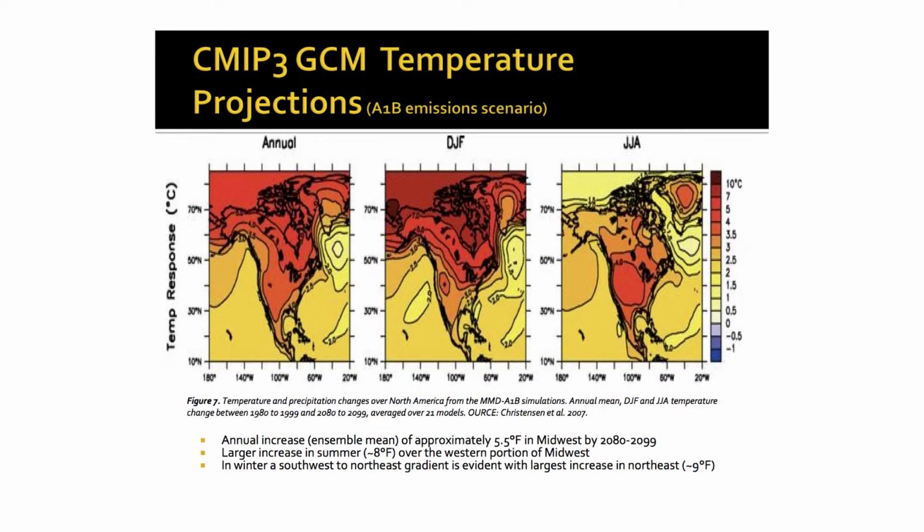And if you focus here on the Midwestern area, one of the things you see, annual, winter, and summer, is the annual increase is about 5.5 degrees by the end of the century, with a larger increase in summer, especially over the western part of the Midwest. And in winter, there's a fairly distinct southwest to northeast gradient, with the largest increase in the northeast, about 9 degrees.